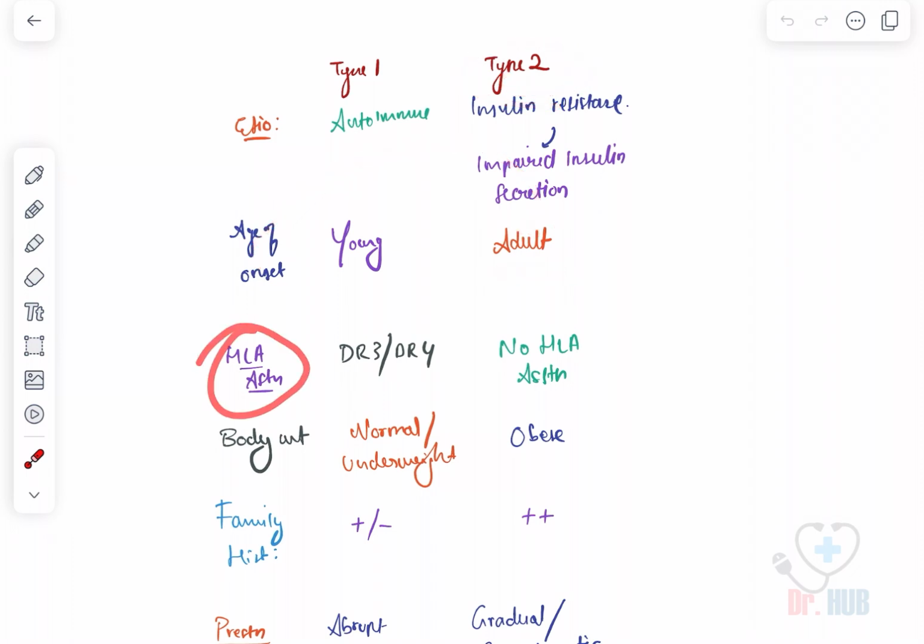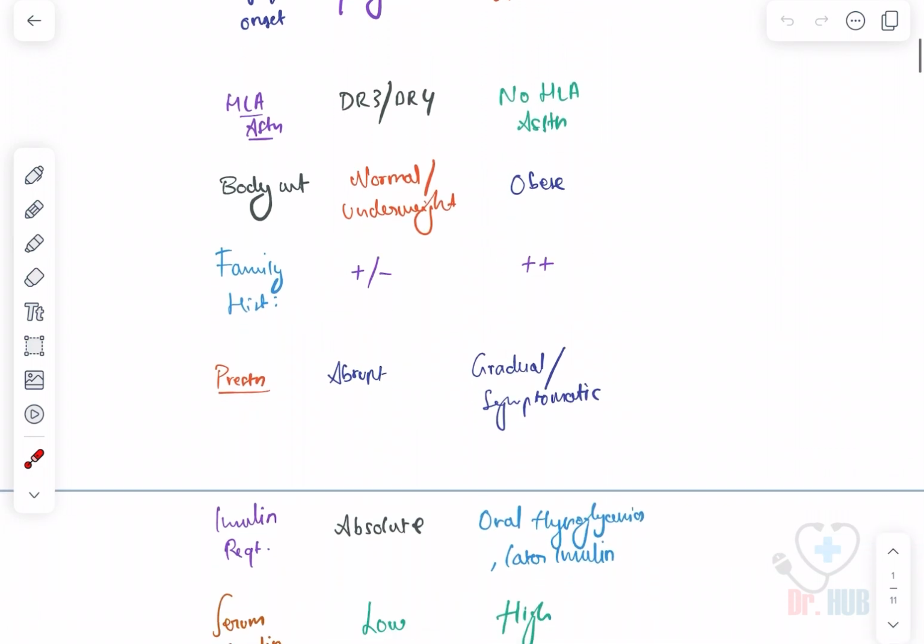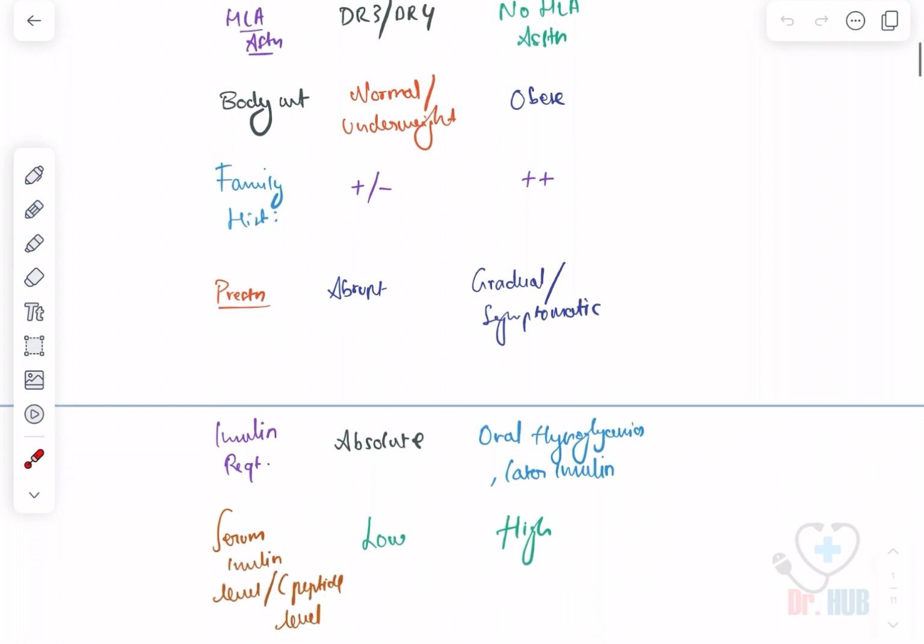And look at the HLA association. It is by DR3 and DR4 in type 1. In type 2, there is no HLA association. Now looking at body weight, in type 1 it is normal or underweight, but in type 2 it is obese. Family history can be positive or negative in type 1. In type 2, it is highly positive.